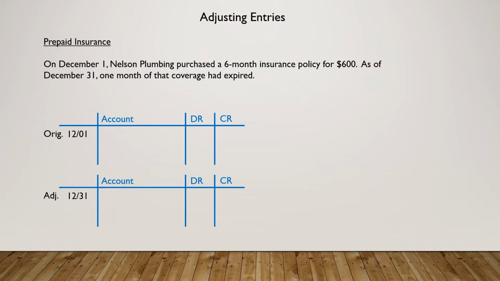For our first adjusting entry, let's look at prepaid insurance. On December 1st, Nelson Plumbing purchased a 6-month insurance policy for $600. As of December 31st, 1 month of that coverage has expired. I'll show the original entry as well because doing so may help in building the adjusting entry. Our initial entry was a purchase of this prepaid insurance contract on December 1st.